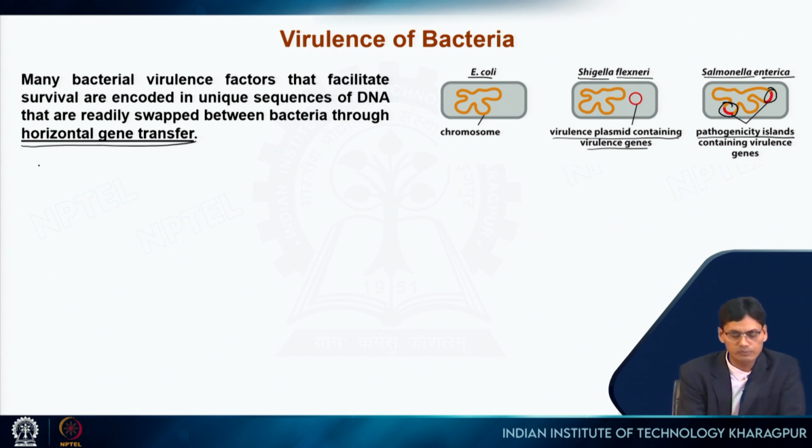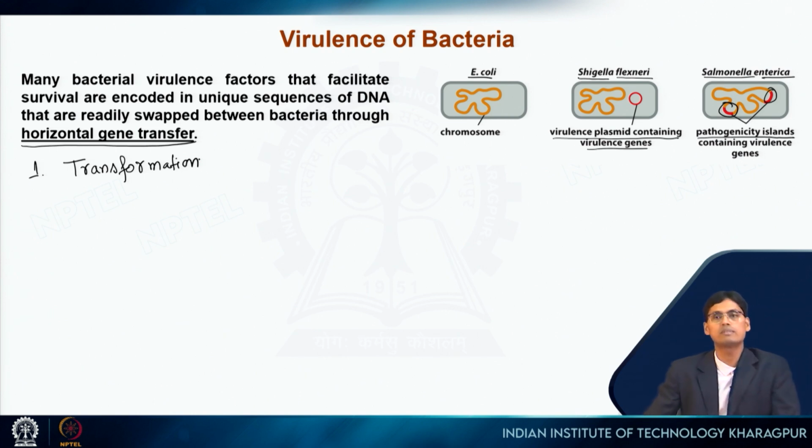So, the first one I would say is transformation. So, this is one strategy of horizontal gene transfer. Transformation, particularly, I discussed in module 1 during Griffith's experiment. So, transformation means bacteria are uptaking free DNA present nearby.